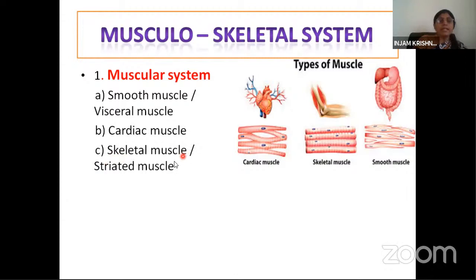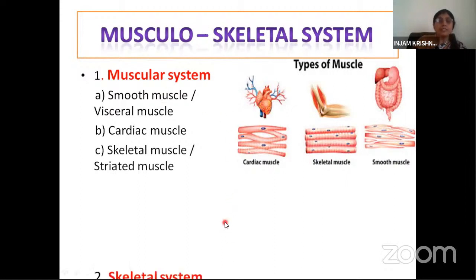Next, the third one is skeletal muscle, or striated muscle, or voluntary muscle. Yes, this is our muscle for today. Today we have to discuss this skeletal muscle. Skeletal muscle is located at the skeleton, so it is attached to the skeleton. That's why we call it skeletal muscle. It has stripes on it, dark and light bands like that.